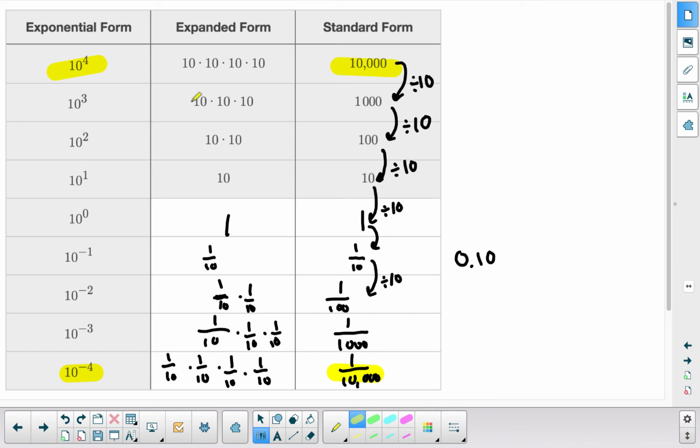And it's the same thing if you look throughout here. These numbers are all reciprocals of each other. 10 to the third is 1,000. 10 to the negative third is 1 over 1,000. Just a pretty cool pattern and something to help you keep track of these.